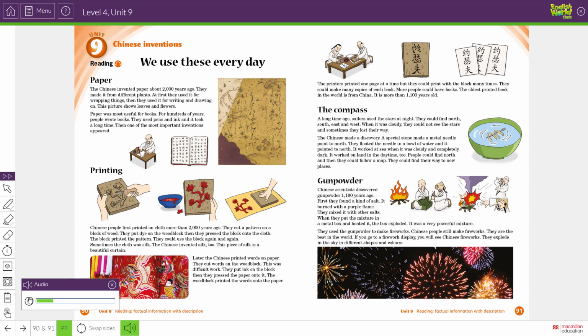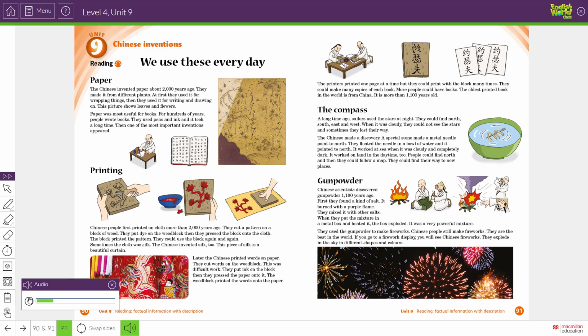Okay. What's the answer of the first question? What did the Chinese invent 2,000 years ago? Yes, the answer is paper. Okay, question number 2. What did they make it from? Yes, the answer is they made it from different plants.